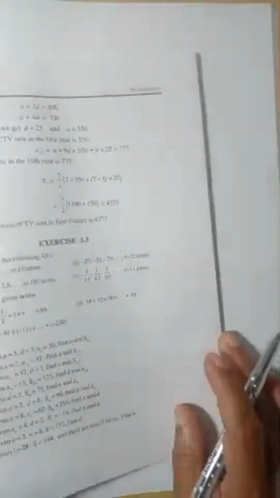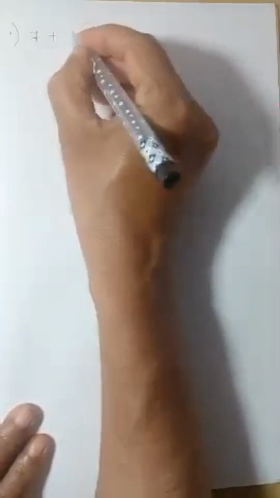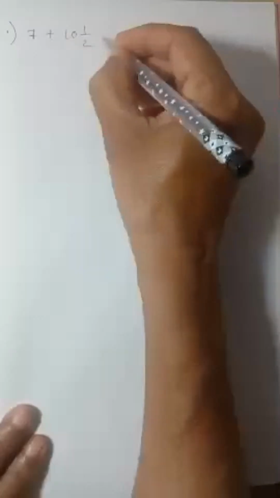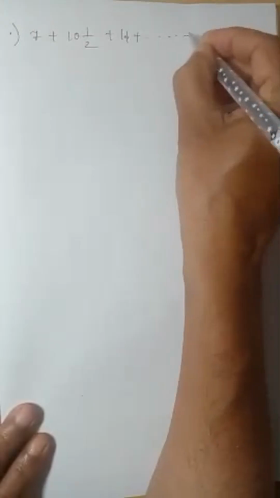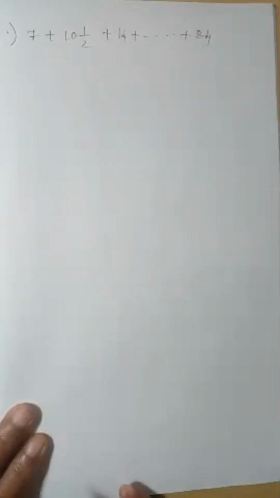So, the problem is here. Find the sum given below: 7 plus 10 by 2 plus 14 plus dot dot dot plus 84. Here the first term and last term are given. So how to solve this problem? Observe that carefully. The series is 7 plus 10 and a half plus 14 plus dot dot dot plus 84.